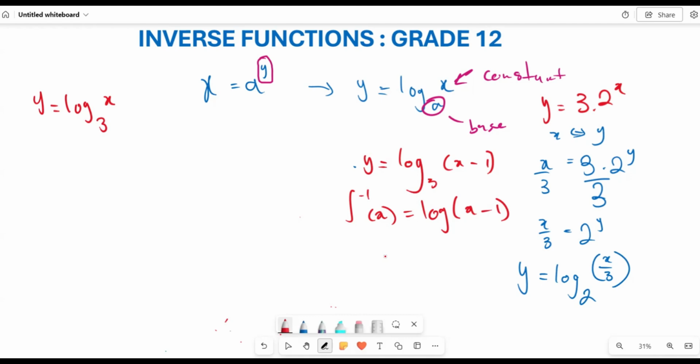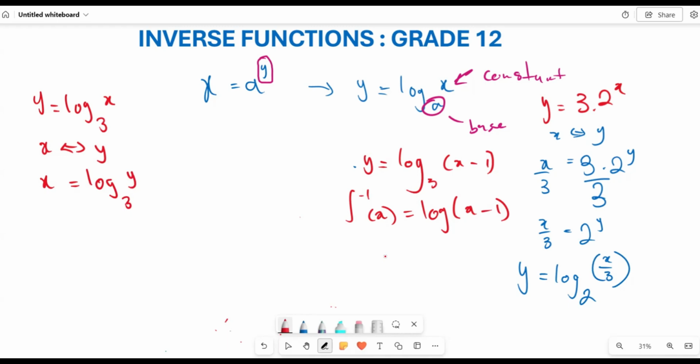Can you see that what you had as your base is the base of your y? But what is the first thing you need to do from here? Even here, you start by interchanging your x and your y. So what are you going to do? Which means x is equal to log base 3 of y.